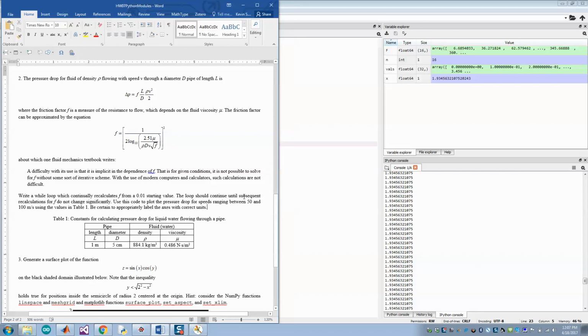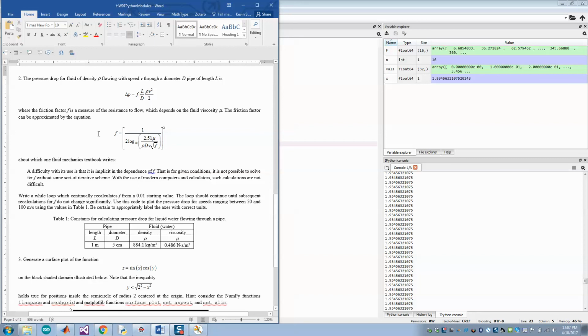So you have some loop to loop through v. So now I have a new value, say 55 meters per second. Plug in a new v. I'm going to go through that while loop again. Use your original guess for f, calculate a new f, go around and around, and get a new value for f for 55 meters per second. Get a new delta p. That'll give you your second data point.